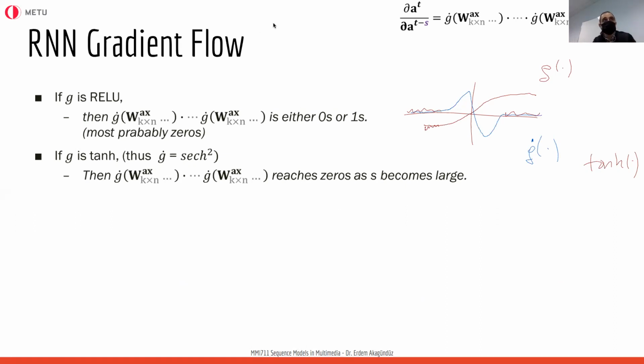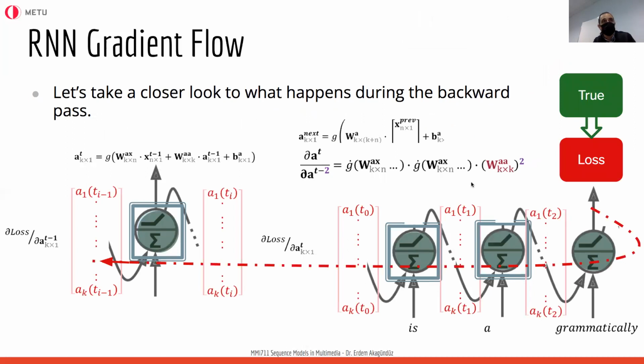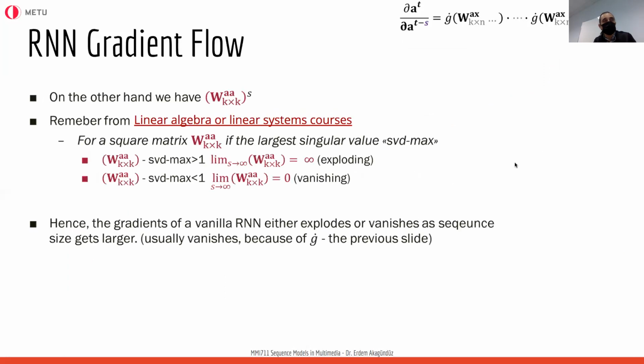So this is one side of it, and there is the other side. What is it? The other part, remember? This was one part of it, and this was the other part. This guy having an exponent. So if the sequence length is S, I'm having this value. Remember from linear algebra, very simply, if you have a singular value decomposition of this guy which is larger than 1, then with this exponent, it will explode. If it is smaller than 1, it is going to vanish.